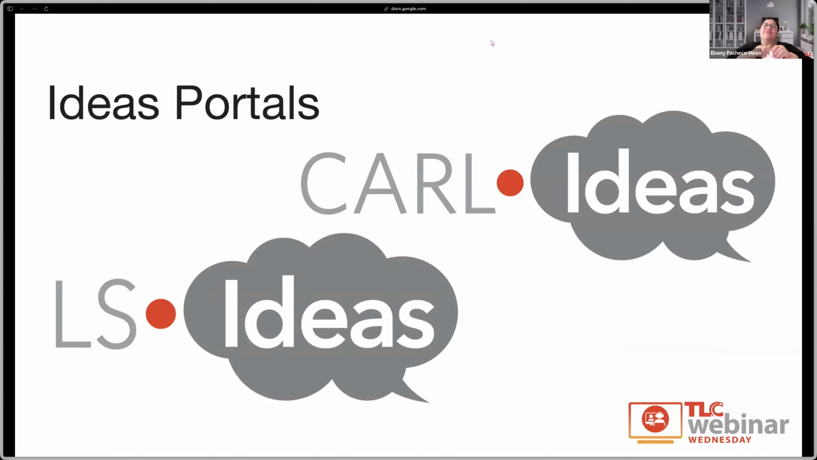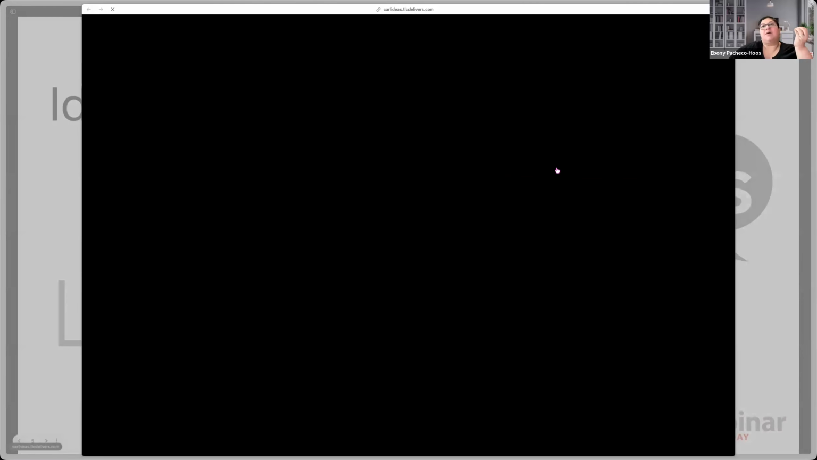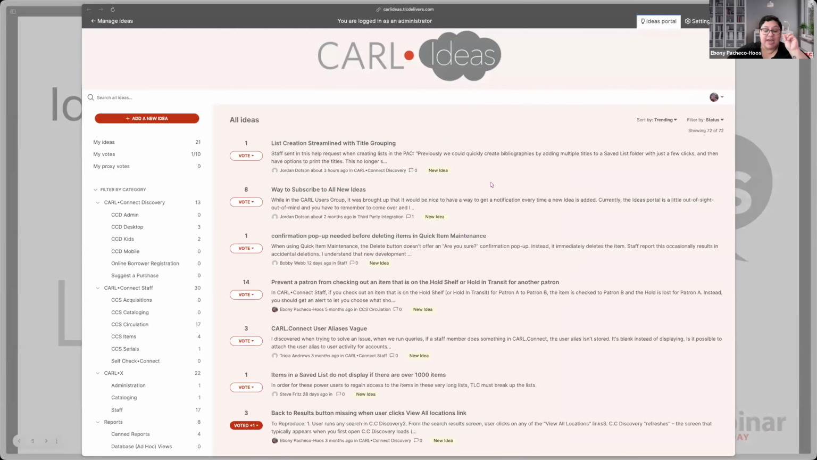Now you do have to register for these, so we are able to provide a registration form to our portals, but once you are registered and signed up, you as a TLC customer have access to the portal. When you access the portal itself, you can simply come in and see all of the ideas that have been submitted by TLC staff and by other libraries utilizing the system. You also have the ability to search and find ideas that might match what you're looking for.